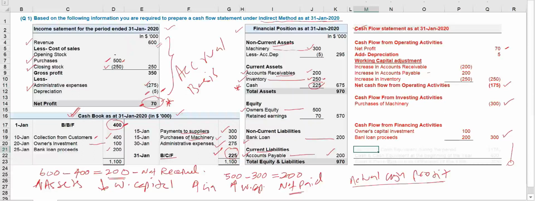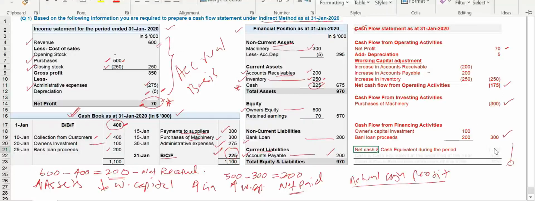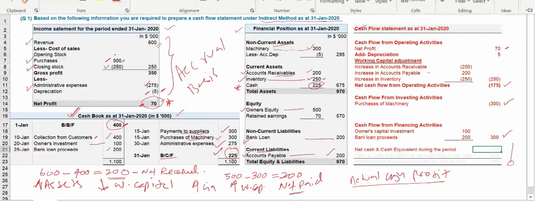So 100,000 from the owner, this is the additional capital investment, and the bank loan proceeds, which is 300,000. So if you add up 175,000 negative, 300,000 negative, plus 300,000 positive, your net cash and cash equivalent during the period will be 175,000 negative. So this is the net cash flow during the month of January.